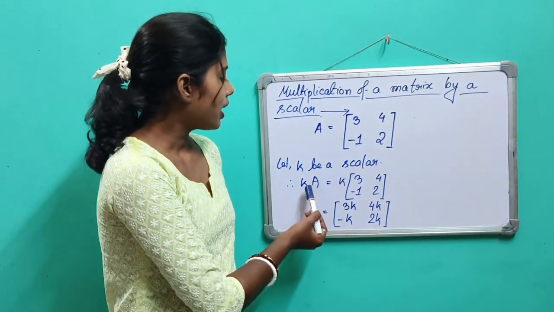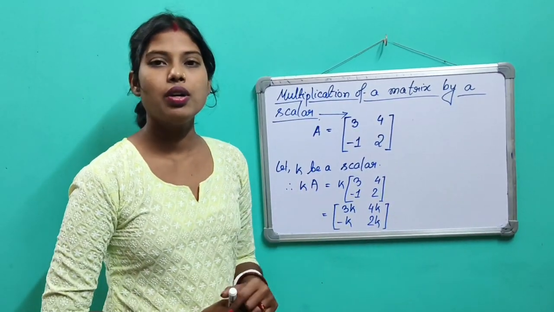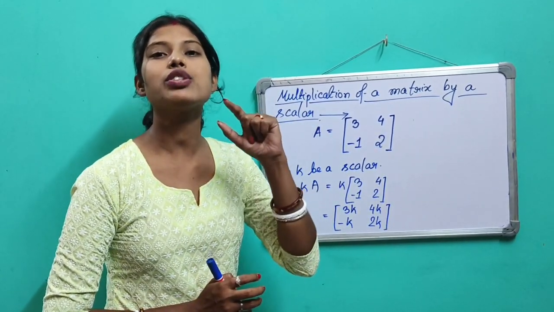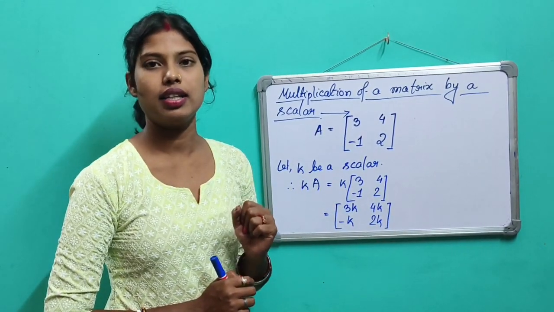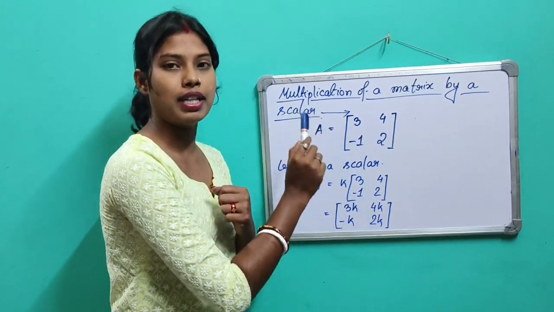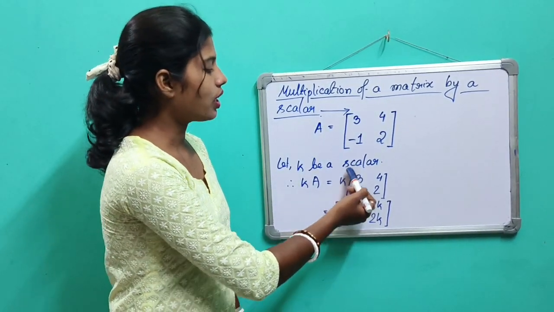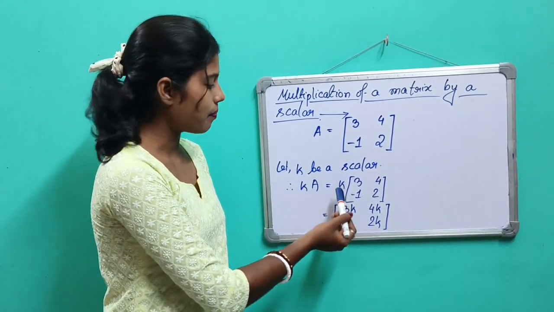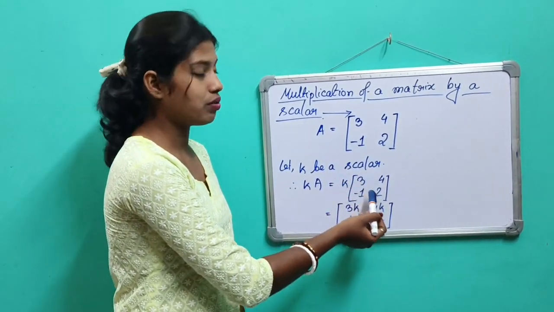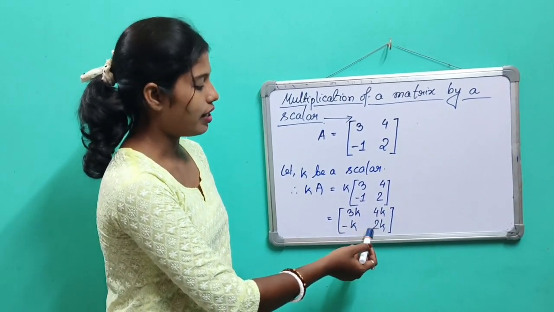If we multiply small k by A, it will look like that. But what is the result of this? When we multiply any scalar by a matrix, all the elements of the matrix will be multiplied by that scalar, right? Here the scalar is small k. So we multiply small k with all the elements of the matrix: k into this, k into that one, k into the third element and k into the fourth element. So the resultant is 3k, 4k, minus k and 2k.